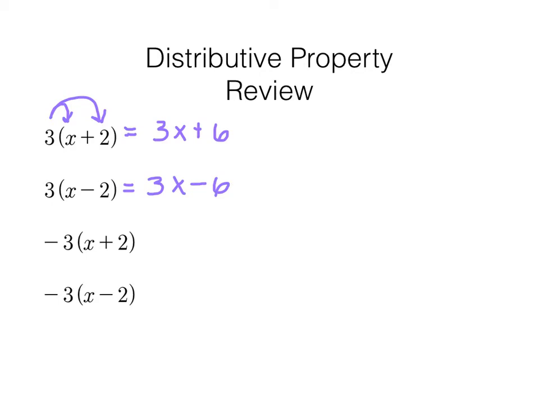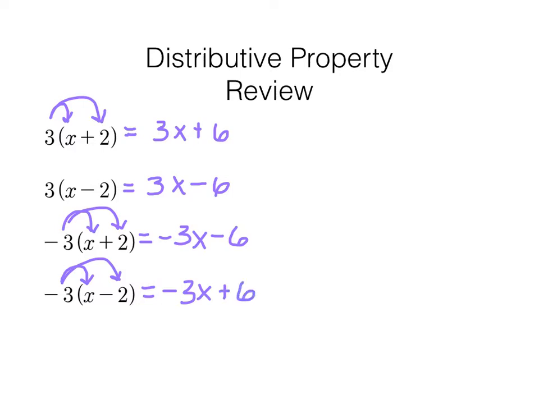We also learned about distributing a negative. Negative 3 times x is negative 3x. Negative 3 times a plus 2 is negative or minus 6. Remember? We don't want to see 2 symbols there. Keep it simple. And negative 3 times the quantity x minus 2 will be negative 3 times x or negative 3x. And negative 3 times negative 2 will be plus 6.